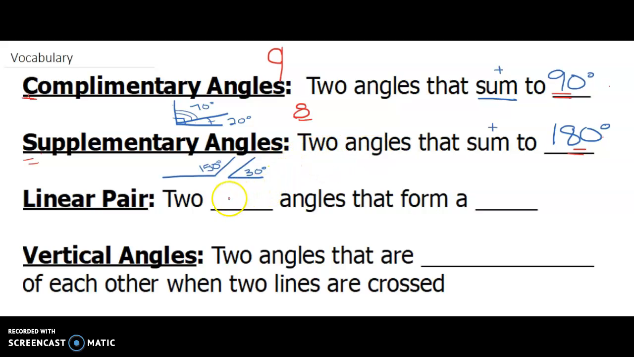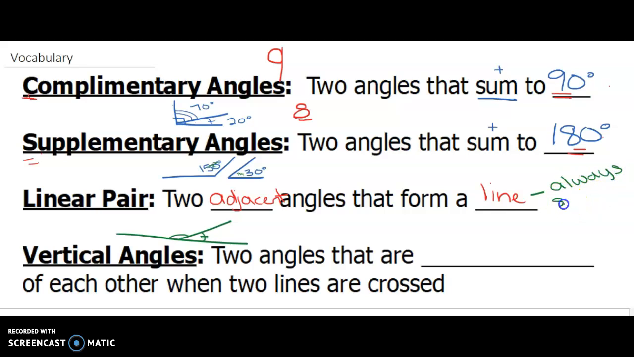All right, linear pair is 2 adjacent angles that form a line. Okay, so if I draw this, they have to be adjacent. So like this and this, they would not be a linear pair because they are not adjacent. Remember, adjacent, they share one side. So a linear pair would look something like this. This angle here and this angle here would be a linear pair. Do know that anytime you're talking about a linear pair, linear pairs are always supplementary. They will always add up to 180 because a line is 180 degrees.